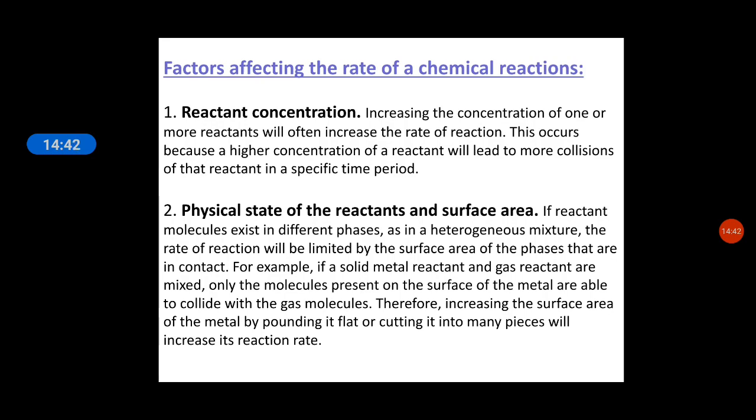If reactant molecules exist in different phases, as in a heterogeneous mixture, the rate of the reaction will be limited by the surface area of the phases that are in contact. For example, if a solid metal reactant and a gas reactant are mixed, only the molecules present on the surface of the metal are able to collide with the gas molecules. Therefore, increasing the surface area of the metal by pounding it flat or cutting it into many pieces will increase the rate of reaction.